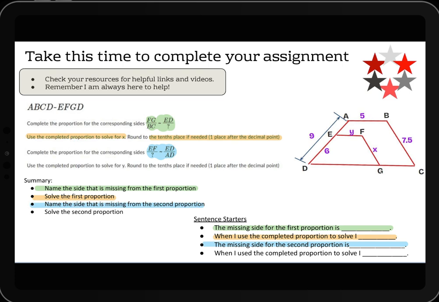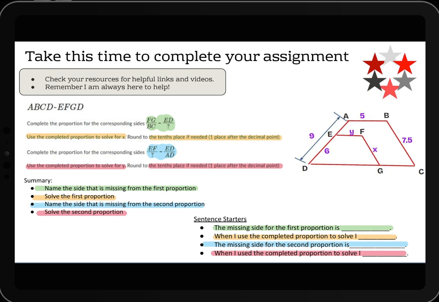And then finally, the last one, you are solving your final proportion. Use the completed proportion to solve for y, meaning the proportion that you just set up. So you're setting the proportion up first, and then you're going to solve. You're going to round to the tenths place again, to 1 decimal place. That's what we are expecting to see when you are completing the figure.